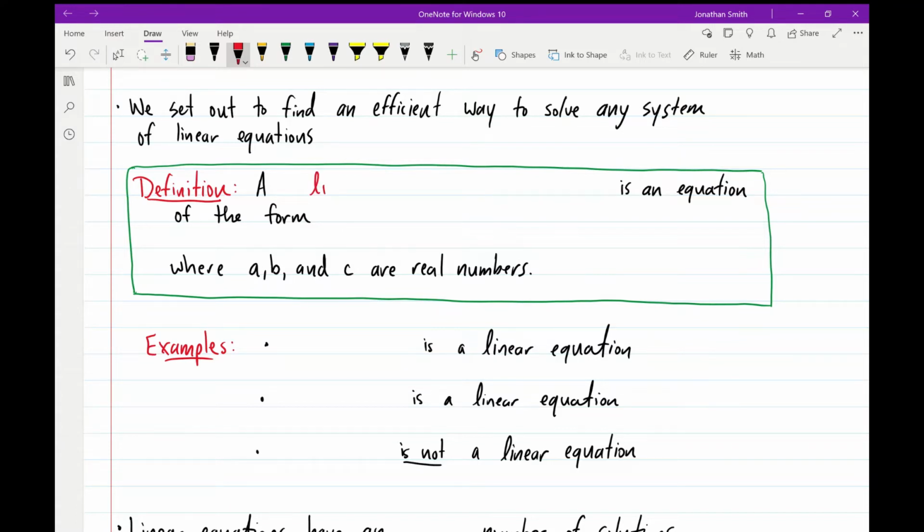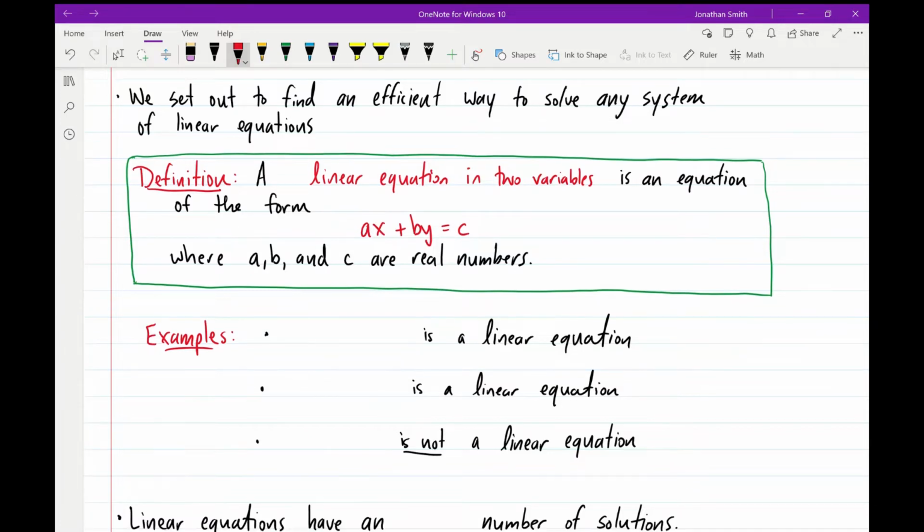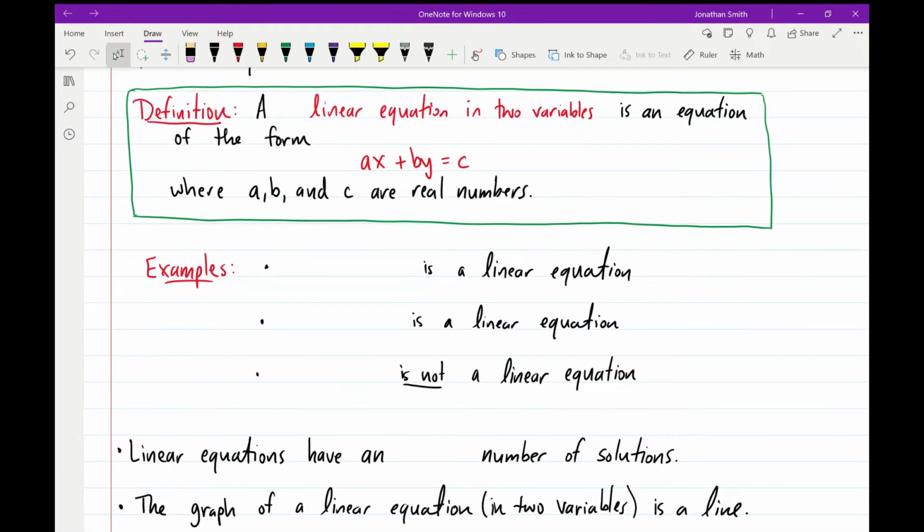A linear equation in 2 variables is an equation of the following form. It's an equation that looks like ax + by = c. Here x and y are the two variables inside of our equation, and a, b, and c are just any real numbers. The important thing to note here is that a linear equation is an equation where the variables don't have any interesting exponents. They're all just raised to the first power, x and y.